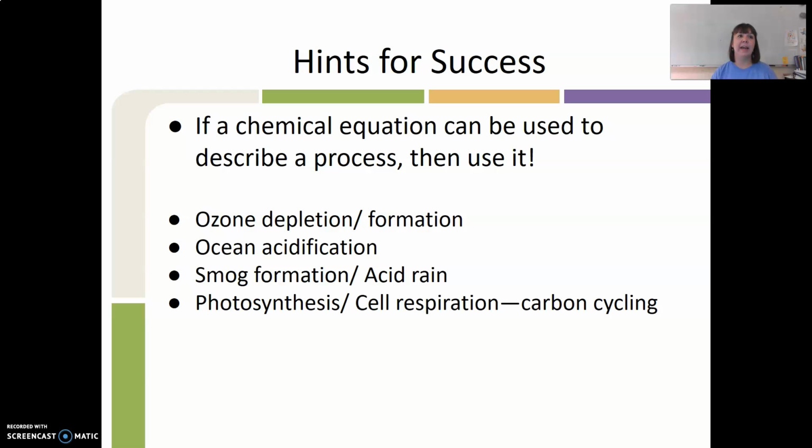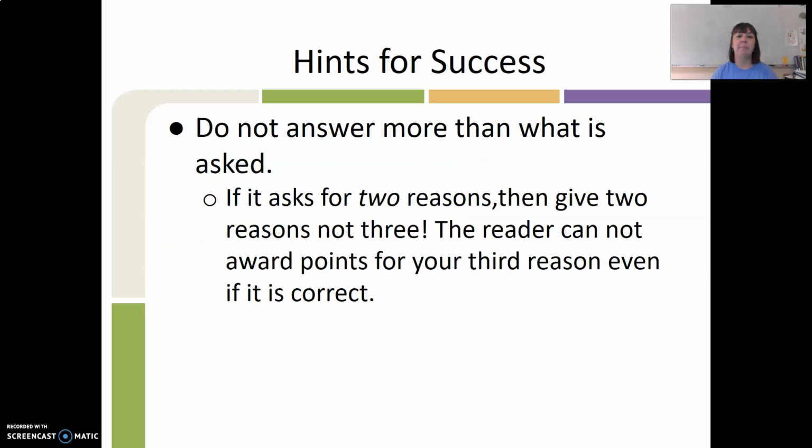If there is a chemical equation, for example, photosynthesis or ocean acidification, if a chemical equation will answer the question, a chemical equation is a complete sentence. It's a science sentence. And so you can use that equation for cellular respiration or whatever to describe that process, and that is great. Save you some time.